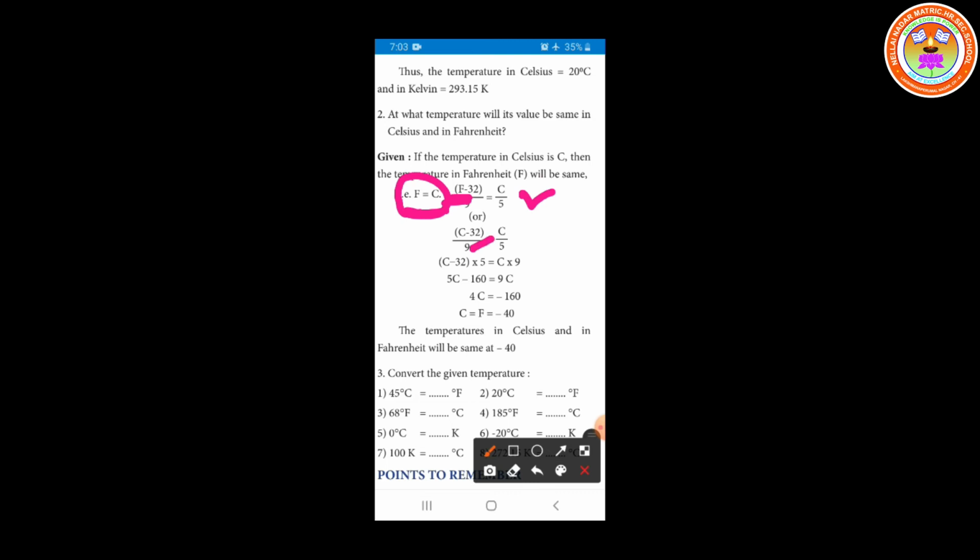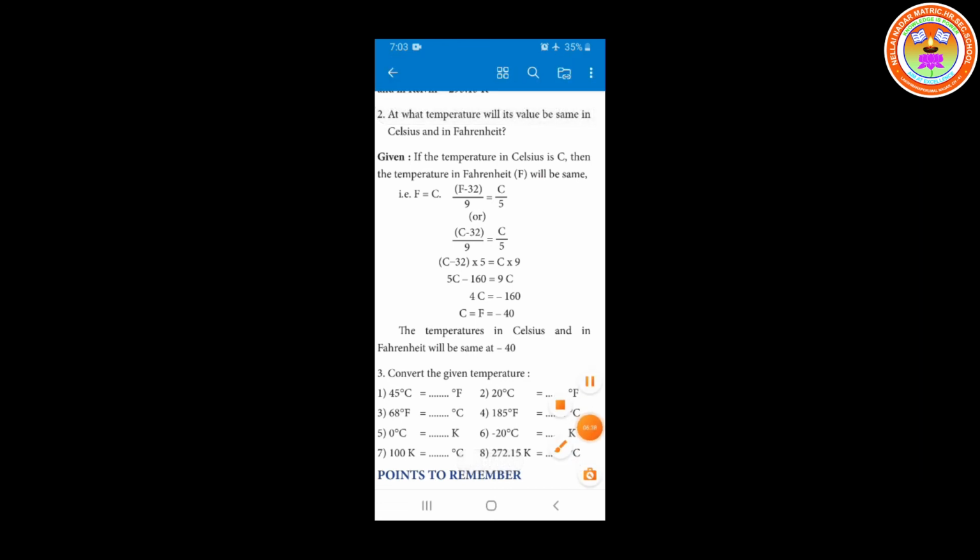Now we can cross multiply, students. Cross multiply the 9 and 5. So the 5, when it comes after the equal, becomes (C minus 32) into 5, and the 9, when brought after the equal, becomes C into 9, which is 9C. Now multiplying out, 5 into C is 5C, and 5 into 32 is 160. So 5C minus 160 is equal to 9C.